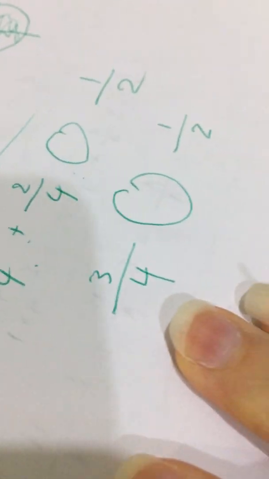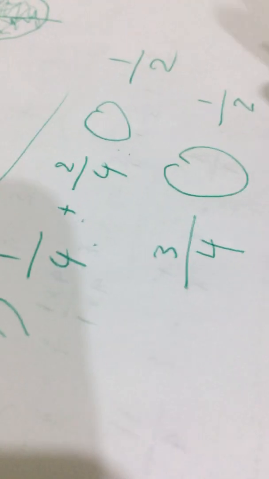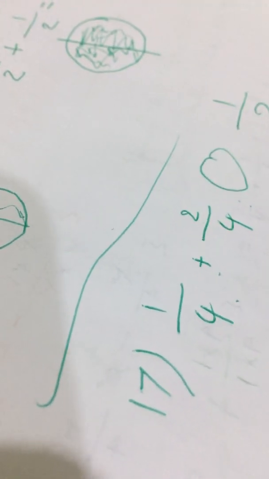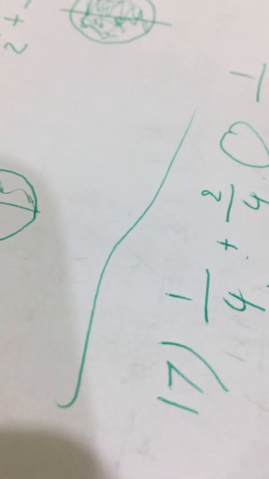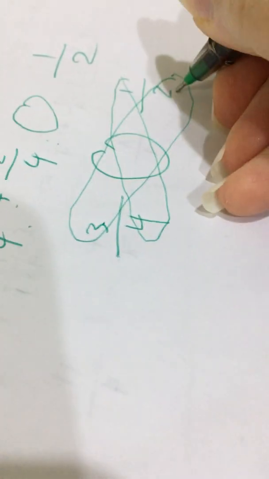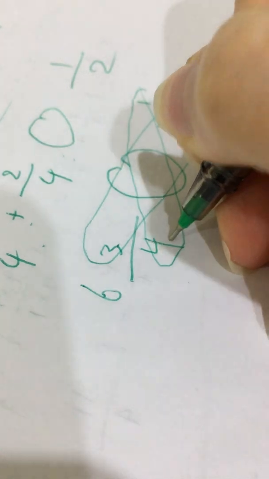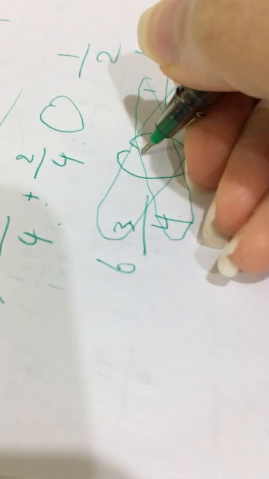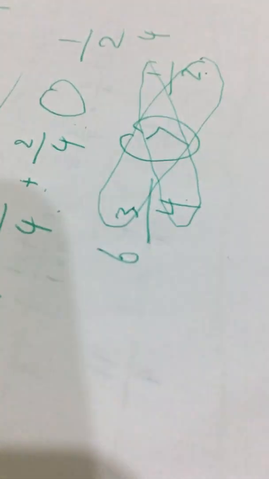Now, do you remember how to compare fractions by cross multiplication? We multiply 3 by 2 and 1 by 4. That's 3 times 2 is 6, and 4 times 1 is 4. So which of them is greater? Absolutely, 3/4 is greater than 1/2.